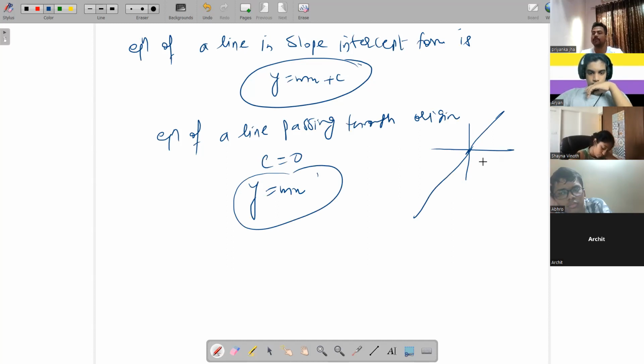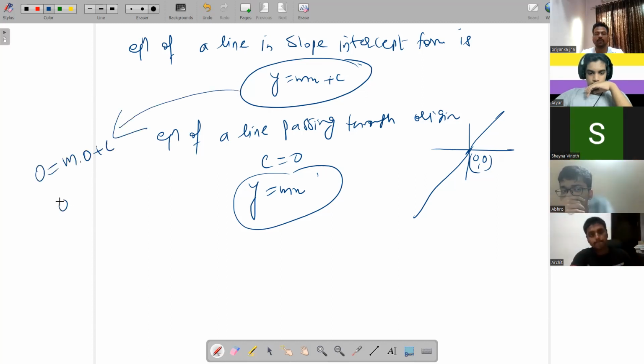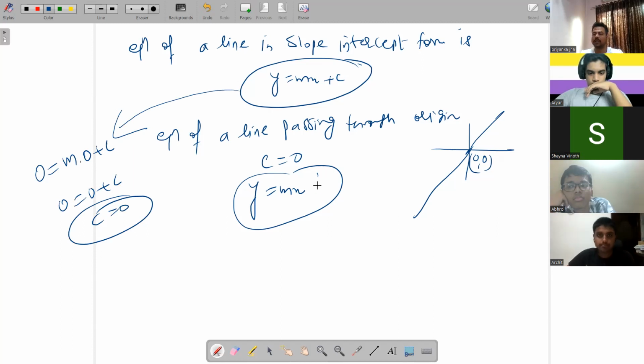So if any line passes through the origin, the coordinate of the origin is 0, 0. So it must satisfy the line. If a point lies on the line, that point must satisfy the equation. So just put 0, 0 here: y equal to 0, x equal to 0. So 0 equal to 0 plus c. So c is 0. Right? It's obvious that if a line is passing through the origin, it will not intercept any length on the positive y-axis or negative y-axis. So the general equation of a line passing through the origin is y equal to mx.